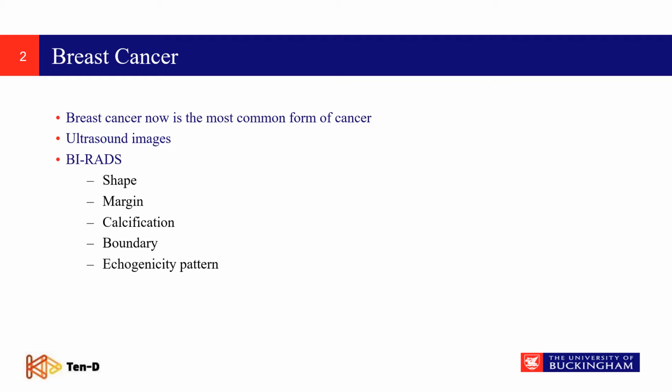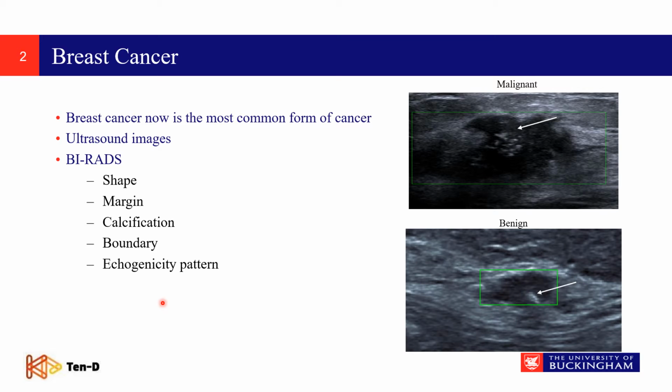In fact, BI-RADS has been developed to describe different cancer signs such as shape, margin, calcification, boundary, echogenicity pattern, and so on to help radiologists to report the malignancy stage of a lesion in a standardized manner. For instance, at the top, you can see a malignant lesion with calcification points here, and also a benign one with calcification points here. And indeed, a lesion with calcification is usually seen as a small bright region on ultrasound images, and it has different shape and brightness level.